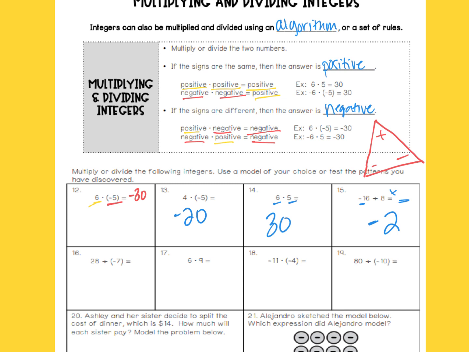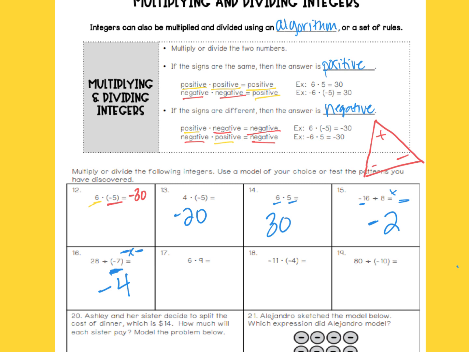So now we have 28 divided by negative 7. So we know that whatever our answer is will have to be multiplied by negative 7 to get a positive answer. We need positive answers by having the same signs. So we know that a negative times a negative will give us our positive. So we need a negative answer. 28 divided by 7 is 4. So we need negative 4.